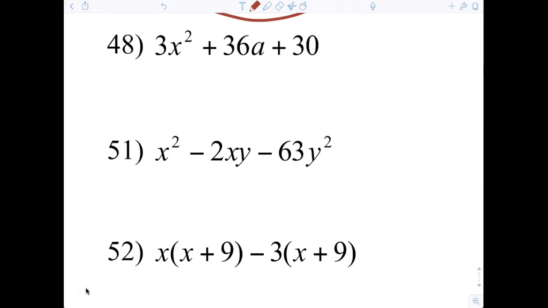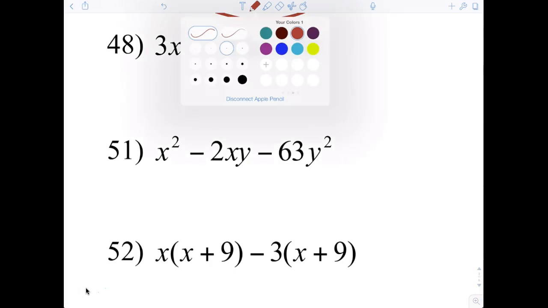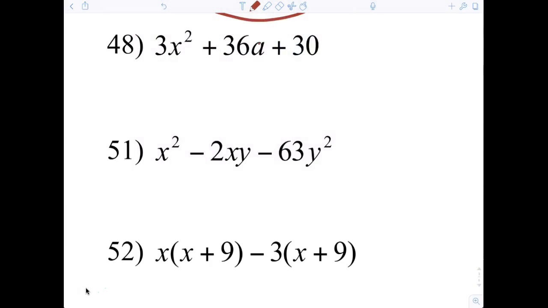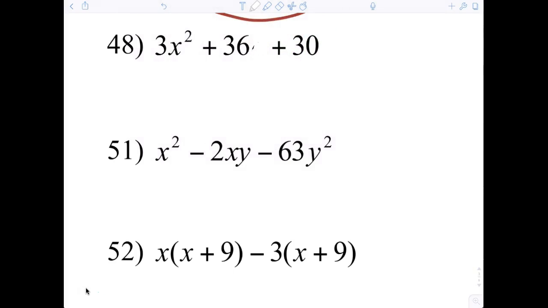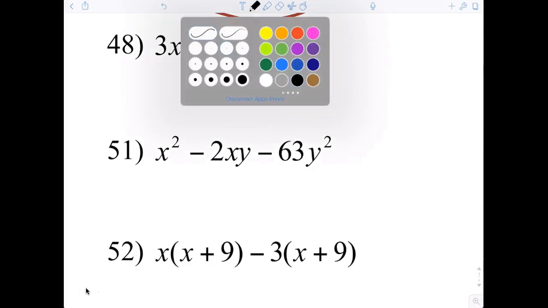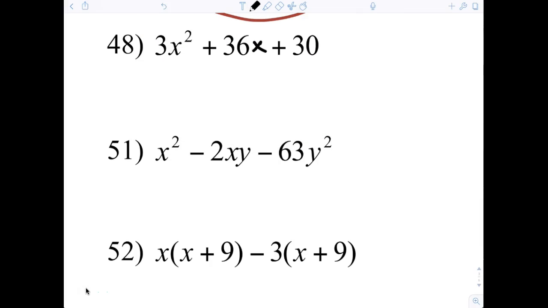Now on this, please go through and do me a favor. Change the A to an X. All right, here we go. Now factor out the 3. So now we have x squared plus 12x plus 10. Are there any factors of 10 that can make 12? No, so that's your answer.